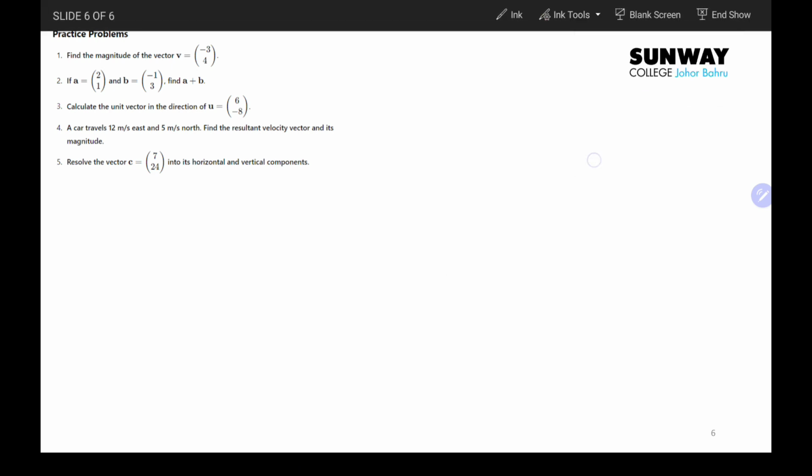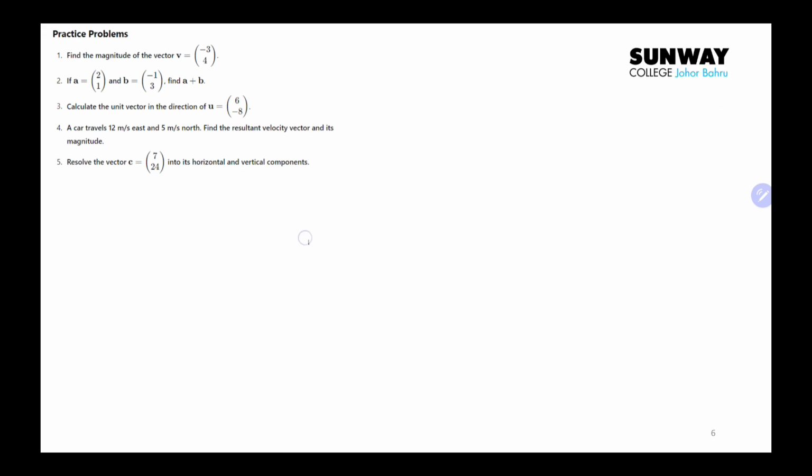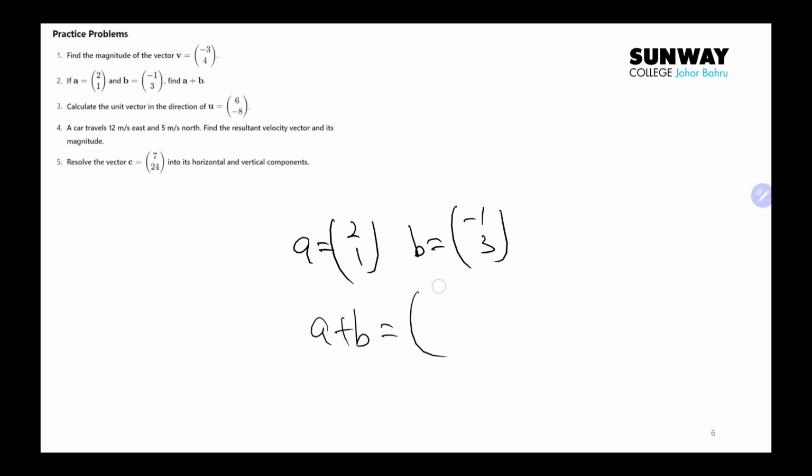Moving on to the next question. If a equals (2, 1) and b equals (-1, 3), a plus b is simply going to be 2 plus -1, 1 plus 3. So that's how you get (1, 4).